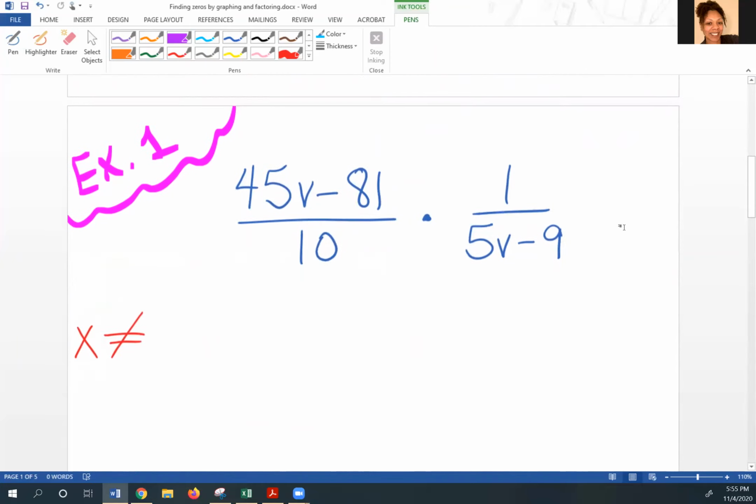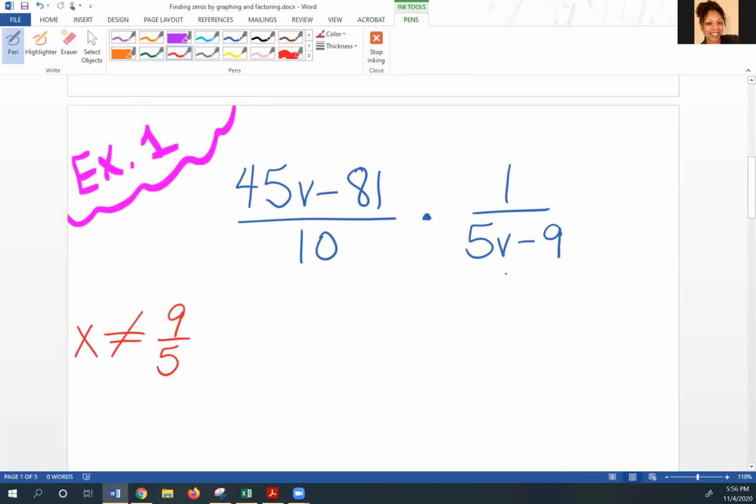So example 1 is simply a multiplication problem. For me, the first thing that I like to do, so that I won't forget, is take out my excluded values. How do I do that? If I ever see a variable in my denominator, I know that I'm going to have an excluded value. Here, it's okay because it's 10. There's nothing that will make this turn into 0. Here, I can put in 9 over 5, and that will make this turn into 0. So we cannot have 9 over 5 as one of our options.